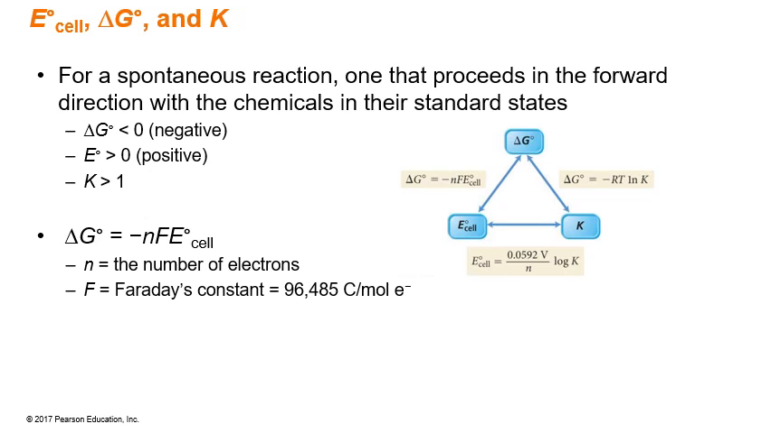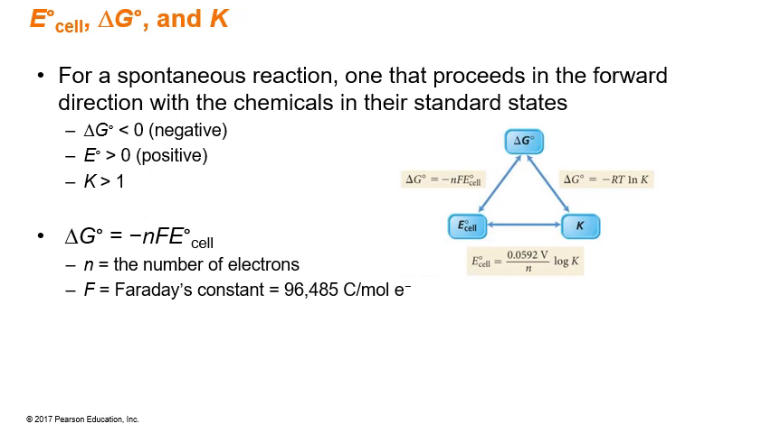We're now going to look at the relationship between the cell potential, the Gibbs free energy, and the equilibrium constant. And so we already know for a spontaneous reaction that's going in the forward direction that our delta G has to be negative, our cell potential has to be positive, and the equilibrium constant has to be greater than 1, so it proceeds towards the products. And so we have relationships that relate these different values.